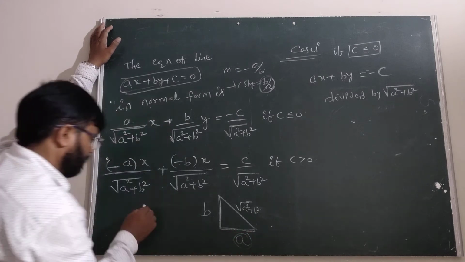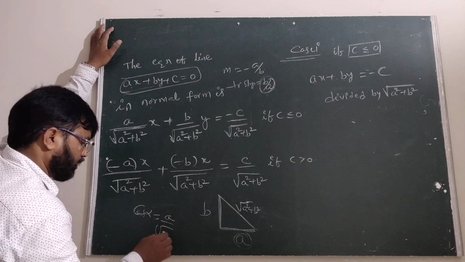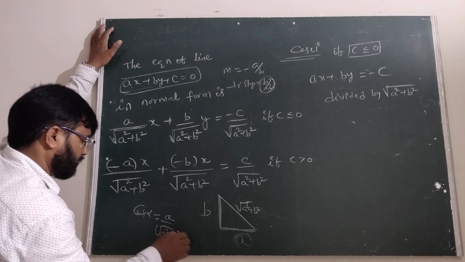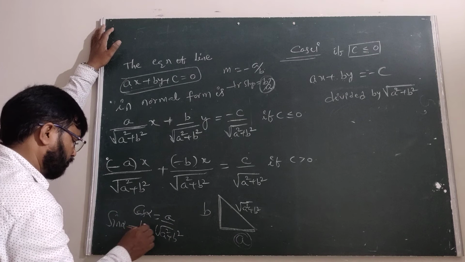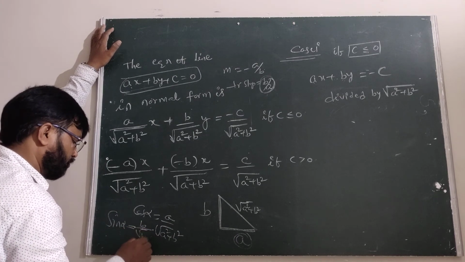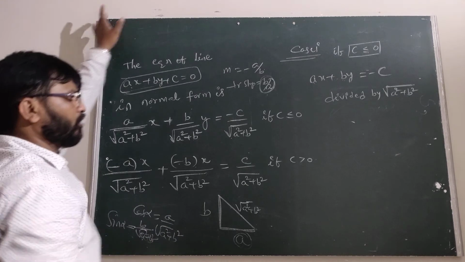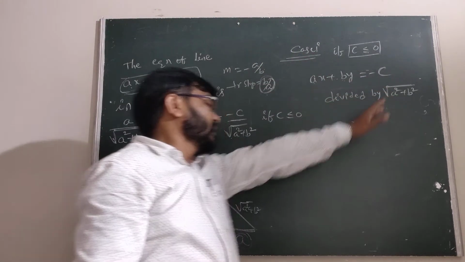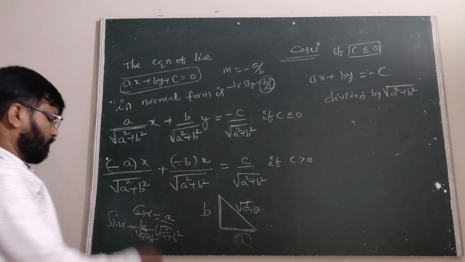The cos alpha must be a by root of a square plus b square. The sin alpha must be b by root of a square plus b square. What is required here? The root of a square plus b square. That's why we have to divide on both sides with root of a square plus b square.